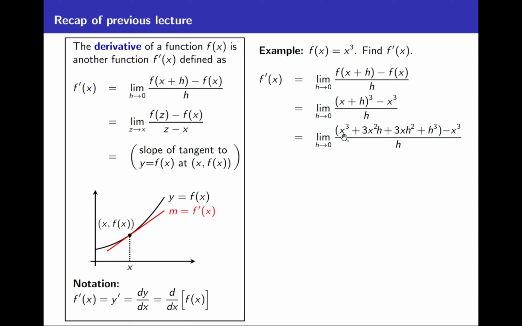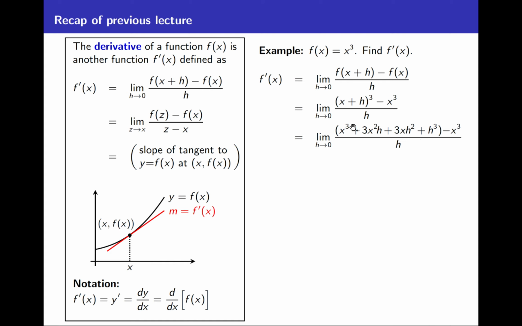And the pattern there is the powers of x decrease, x cubed, x squared, x to the 1, x to the 0, where the powers of h increase, h to the 0, h to the 1, h to the 2, h to the 3. And you have these coefficients that you pick up as well. But all of this in parentheses is the expansion of x plus h cubed. And we're subtracting off an x cubed.